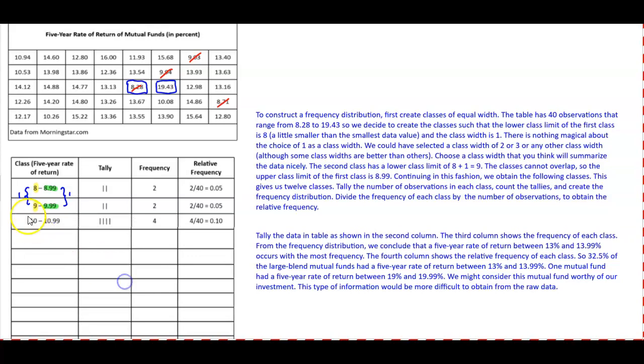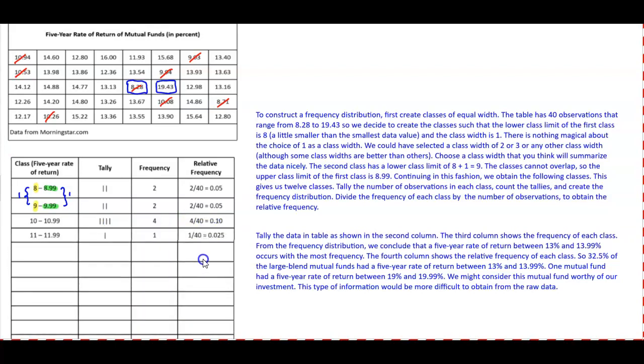Our next class, again, we're going to add 1 to the 9 and 1 to the 9.9. So now it's between 10 and 10.99. Let's take a look at our table. We have 1, we have 2, and then we have 3. And do we have anything else? And then there's our 4th. So we tallied 4 of them, so we get 4 as a frequency. And 4 divided by 40 gives us 0.10. Okay, let's move on to the next one.